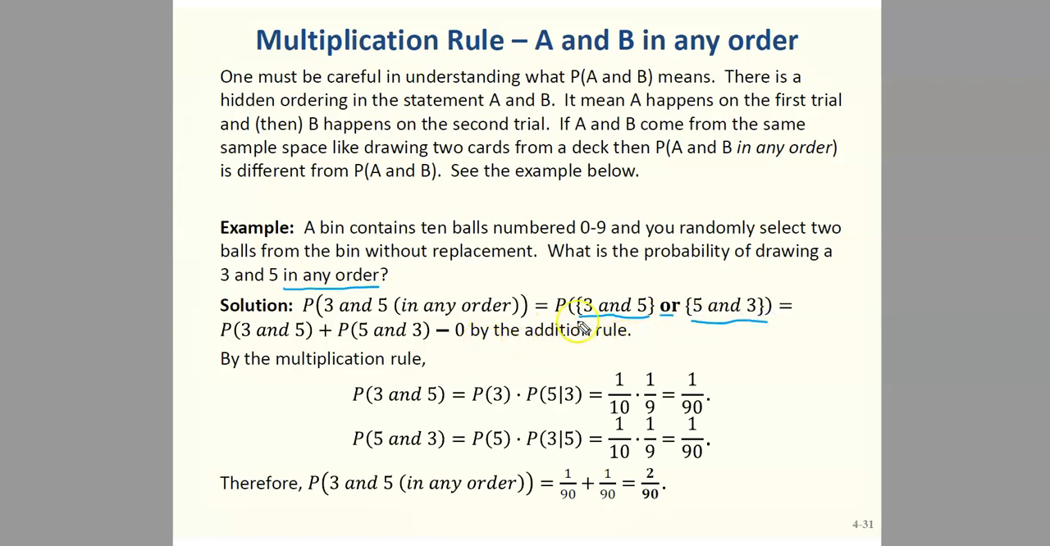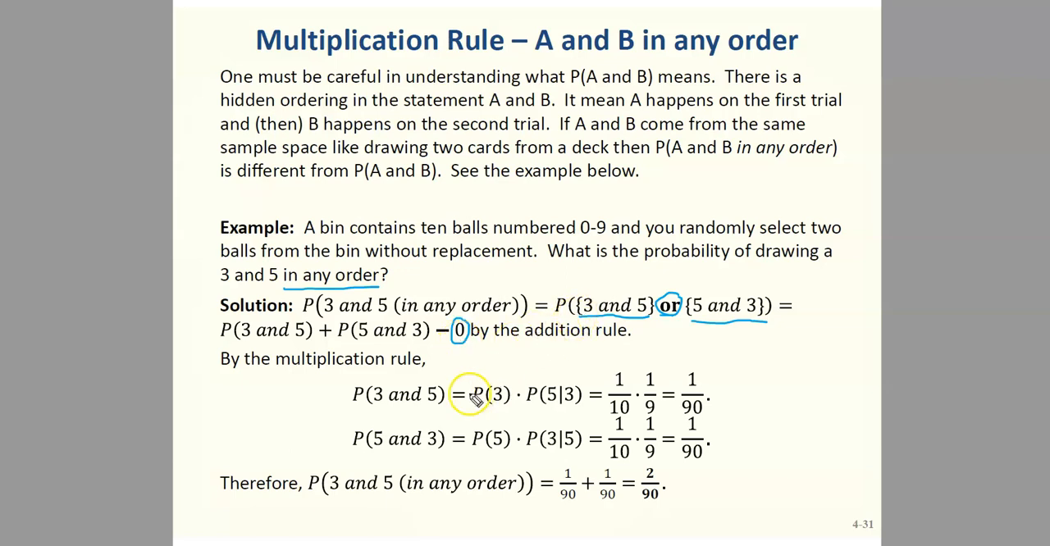So by the addition rule, you see this word or right here. So by the addition rule, this is going to be the probability of a 3 and then a 5 plus the probability of a 5 and then a 3 minus 0. Now that 0 comes from the addition rule where you subtract the probability of A and B. Now in this case, that's going to be the probability of getting a 3 and then a 5 and a 5 and then a 3, which of course is 0 because that can't happen.